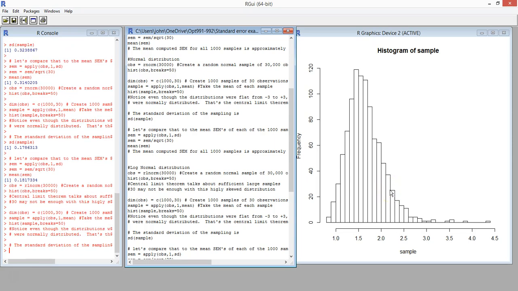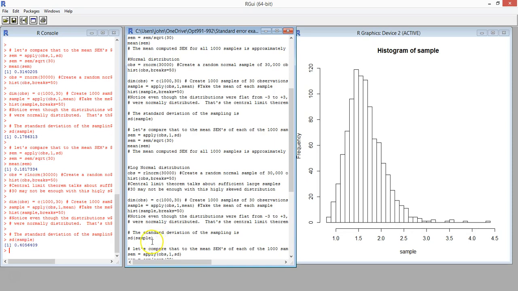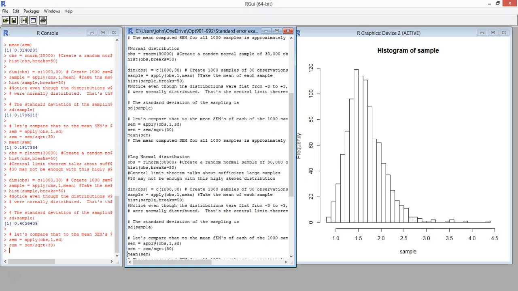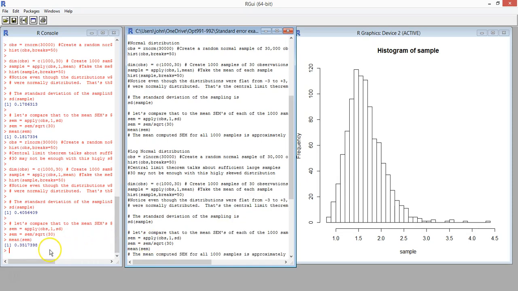If we look at the standard deviation of this sample, it's 0.40. If we look at the mean of all the standard errors of the 1,000, it's 0.35. So that's not as close as it was on the other distributions. The actual standard deviation of this sampling distribution is a little bit wider than we would estimate doing it 30 observations at a time.